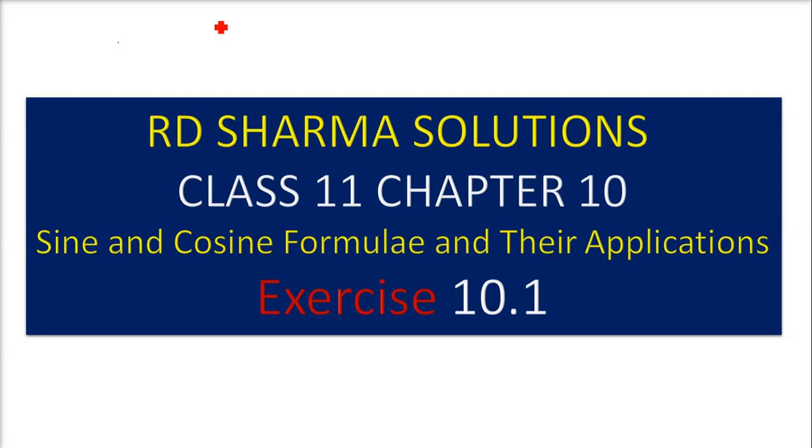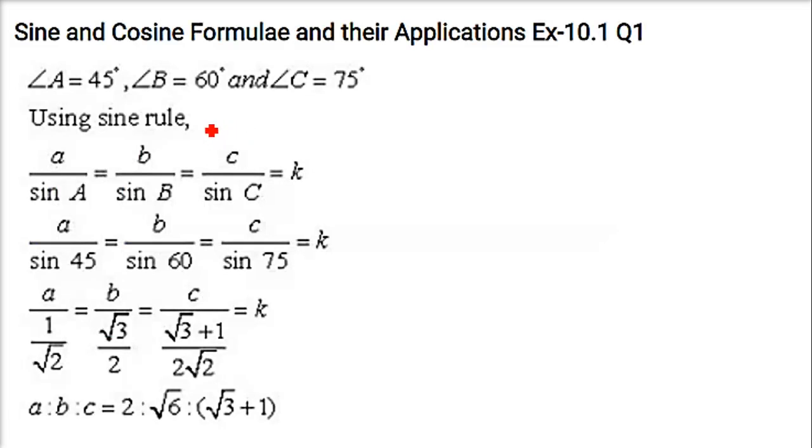Taking R.D. Sharma Solutions, Class 11th, Chapter 10, Sine and Cosine Formula and their applications, and exercise is 10.1. Here angle A, angle B and angle C is given. So we have to find out the ratio of the sides. So we know the sine rule, a by sine A, b by sine B, c by sine C equal to K. So here what we can do, we can put these angles because A, B, C are given, and then we can take the ratio.